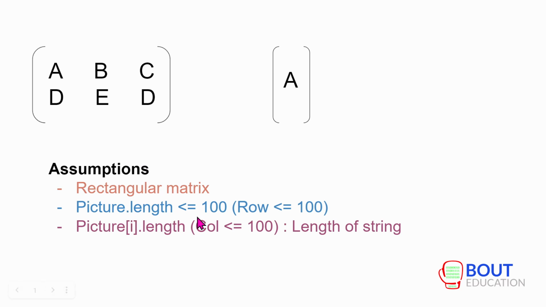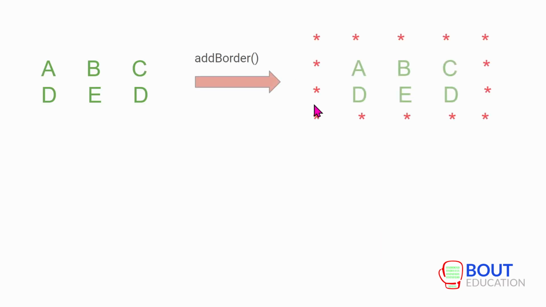And then there are a few assumptions regarding the actual inputs. The rows are less than or equal to 100, the columns less than or equal to 100. The problem also states that the minimum length is 1. So this one array with the A character would represent the minimum input case. In this case, we would add a border all around. So what does that actually look like? Given this matrix here, when you call the function, it's going to add these asterisk characters just around that picture frame, represented, like I said, in an array.